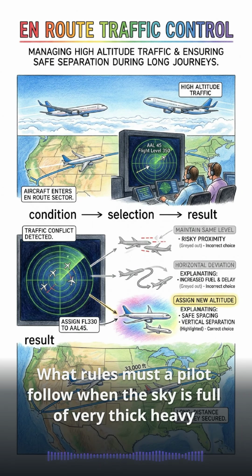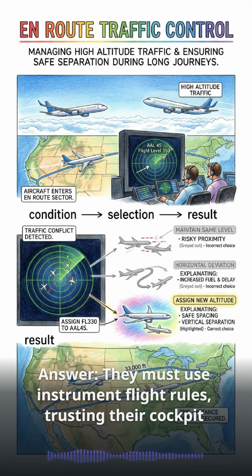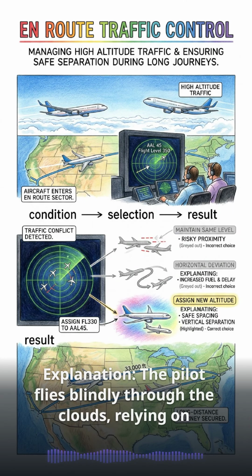61. What rules must a pilot follow when the sky is full of very thick, heavy clouds? They must use instrument flight rules, trusting their cockpit computer screens to guide them safely home. The pilot flies blindly through the clouds, relying on electronic signals to find the airport runway.